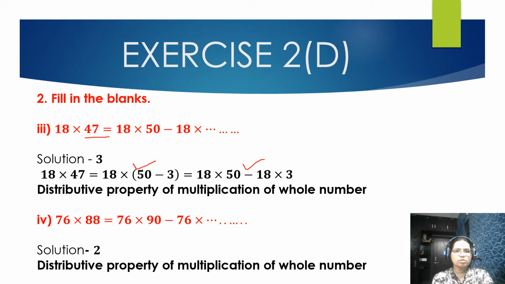So 76 multiplied by (90 minus 2) equal to 76 multiplied by 90 minus 76 multiplied by 2. So we have to write down 2 in the blank space. And this is the distributive property of multiplication of whole number.